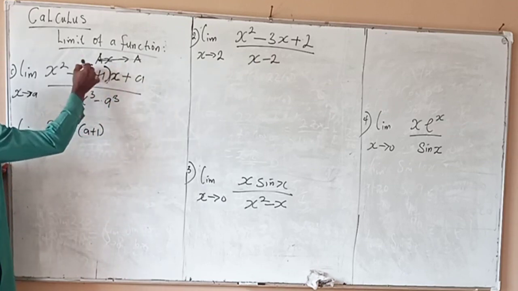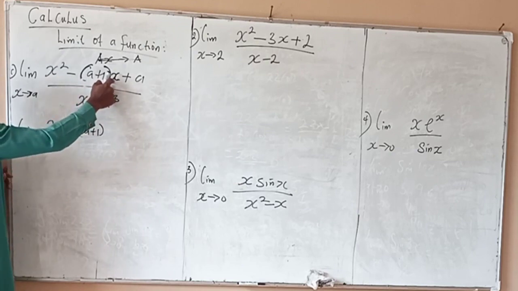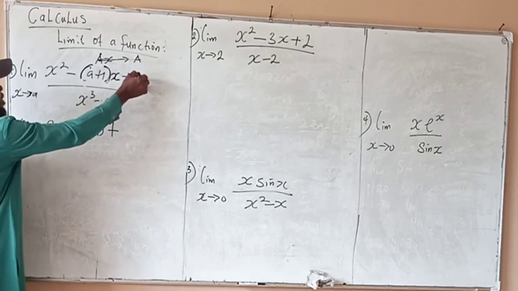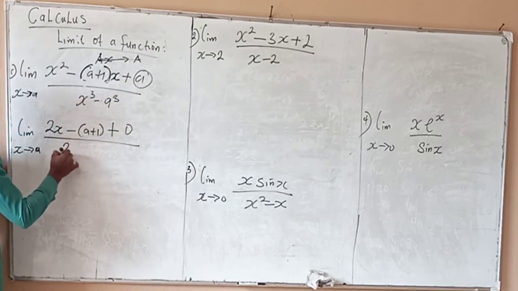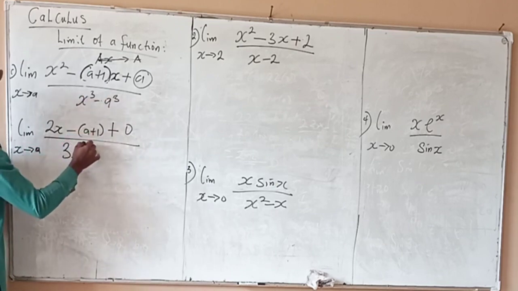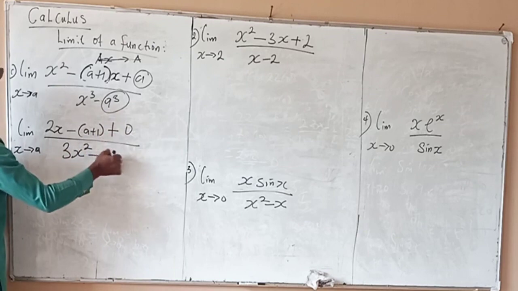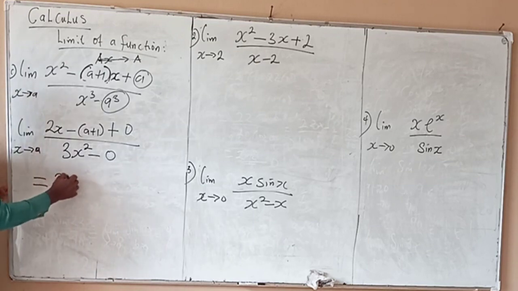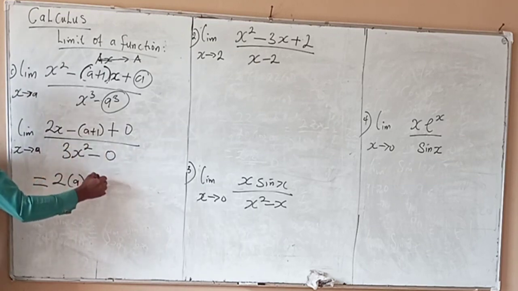The x is 1 times this. Differentiate this x out, then leave this one. The derivative of x cubed is 3x squared, and the derivative of a constant is 0. So next, anywhere you see x, you put a, and you have 2 times a, minus a.